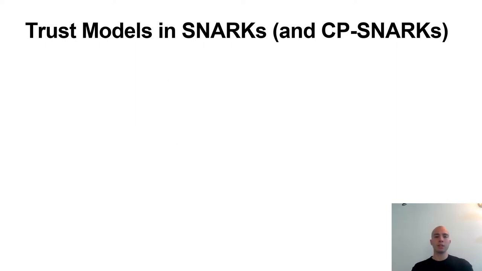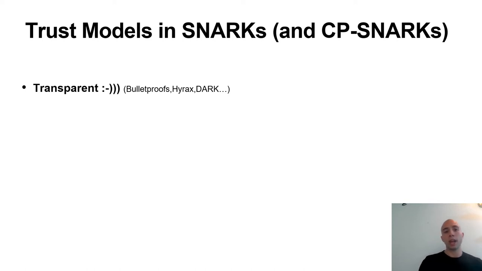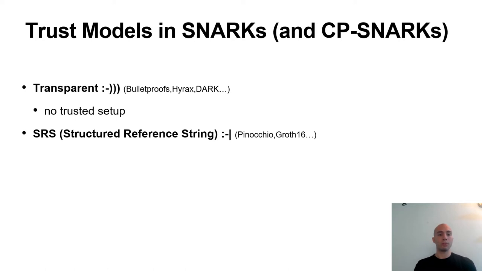Now, the last component of our setting is trust models. Real quick, we know that we always have some type of setup to achieve non-interactive zero knowledge. Now, in the best possible case, this is transparent. We can sample a uniform string, and this can work for that. It's basically no trusted setup. And then we have settings where this string is structured, and it's dependent on the relation.